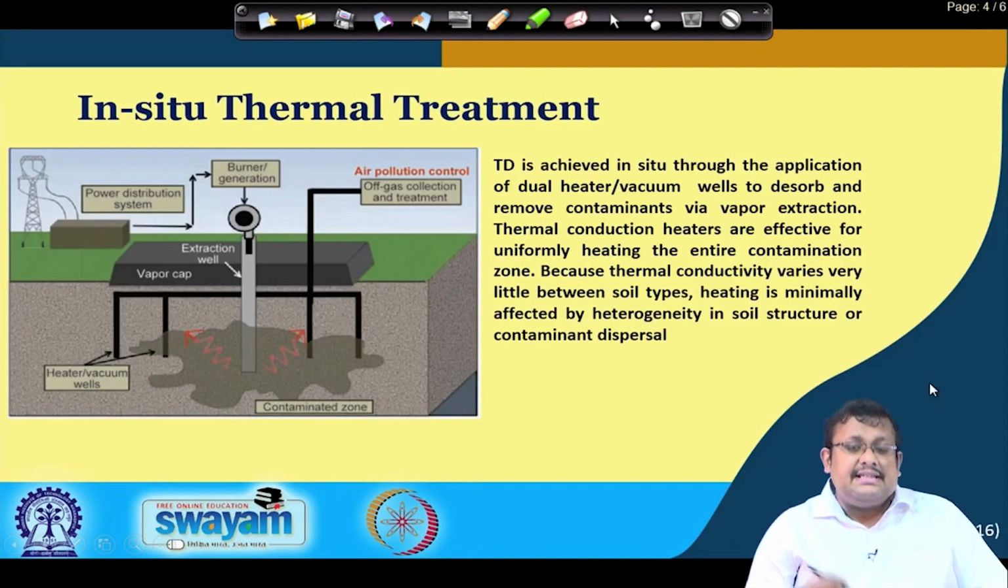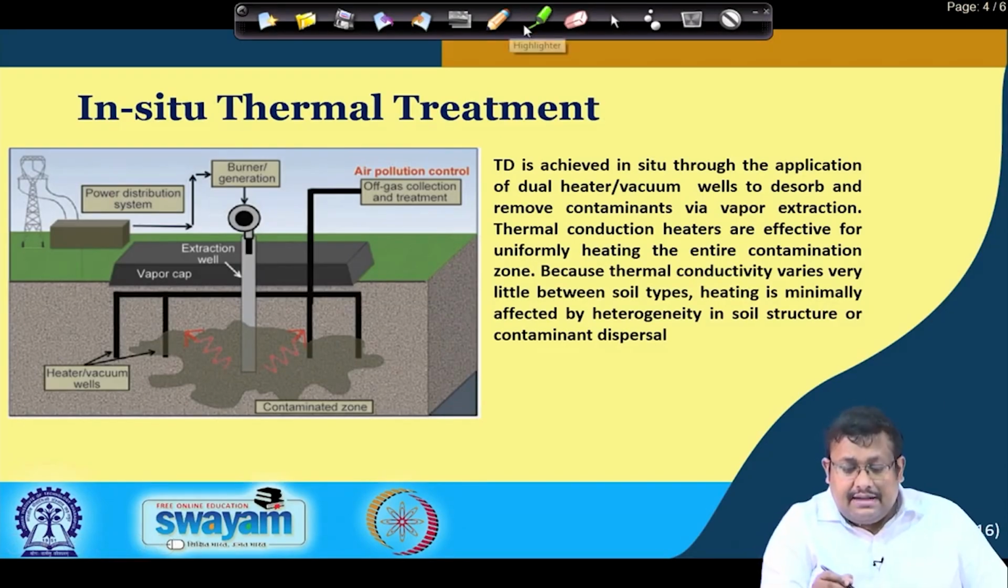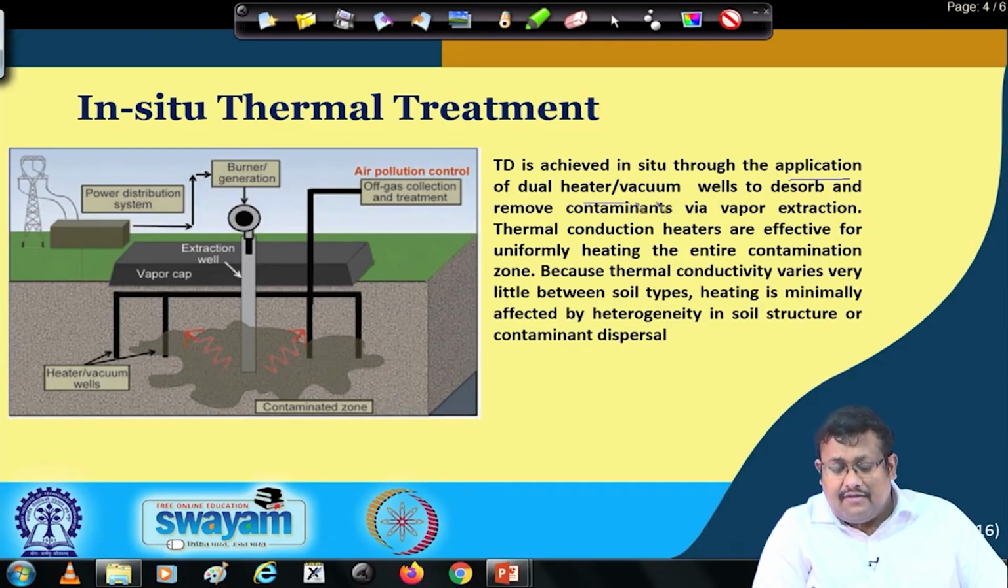Now, the next thing is in situ thermal treatment. Thermal desorption in the in situ thermal treatment is done by the application of dual heater or vacuum wells to dissolve and remove the contaminants by vapor extraction. So, you can see here this is an extraction well and this is a vapor cap, and these are the heater and vacuum wells.